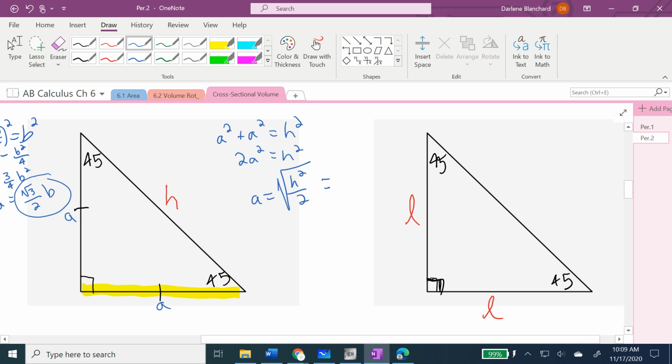Look at that. Now does it come back to you? To go from hypotenuse to leg, you divide by root 2.